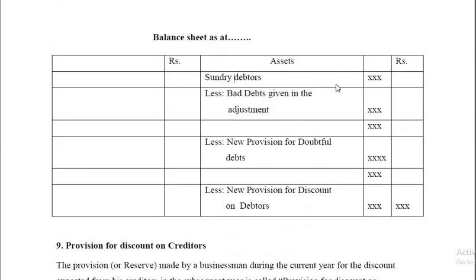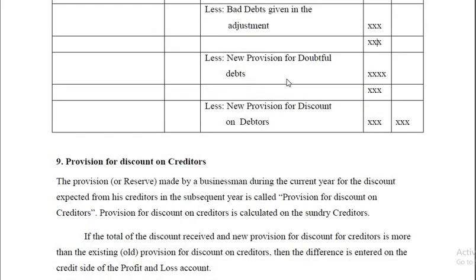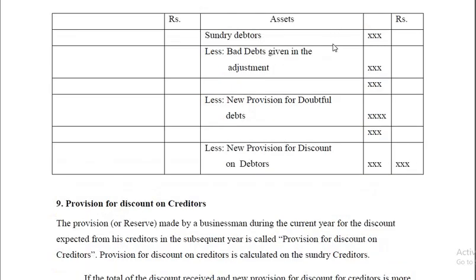See here, sundry debtors, less bad debts given in the adjustment. Don't take bad debts given in the trial balance, because sundry debtors balance is after adjusting bad debts given in the trial balance. So not to deduct once again, it will amount to double deduction. Similarly, on the balance you are creating provision for doubtful debts, that should be deducted. New provision for doubtful debts. The new provision for discount on debtors, that should be deducted. So ultimately, the balance of debtors. So sundry debtors minus bad debts given in the adjustment minus provision for doubtful debts is nothing but good debtors.